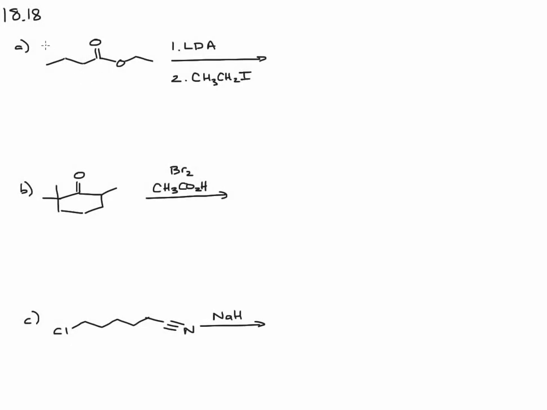Looking at Chapter 18, Problem 18, Parts A, B, and C, we're asked to produce the product from each of these reactions. So let's keep with our general strategy in determining what the major functional group is in the starting material. We can see that we have a carboxylic acid derivative with an alcohol and an alkyl group. So this is an ester. We're treating the ester with LDA and then ethyl iodide.